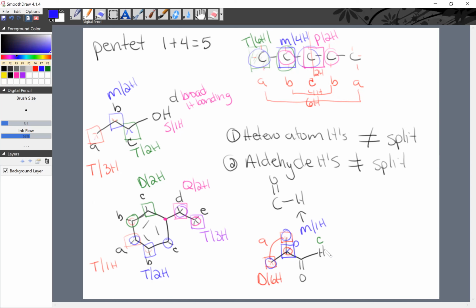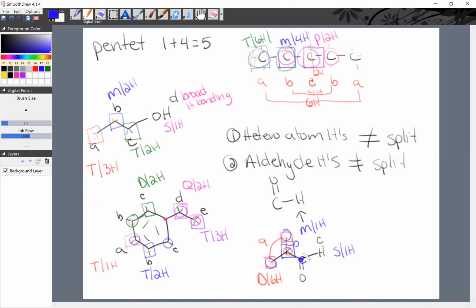And then this one should be a singlet that integrates for 1. It does not participate in the splitting. So even though it's connected to an adjacent carbon right there, it is an aldehyde hydrogen, so it does not participate in splitting and it does not split itself. All right, and that's pretty much multiplicity.